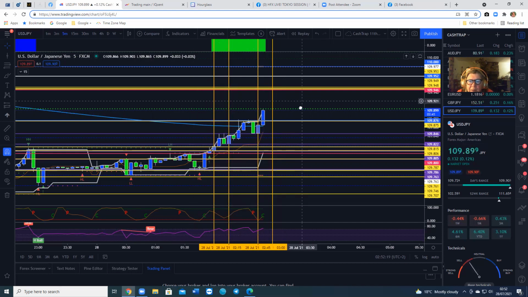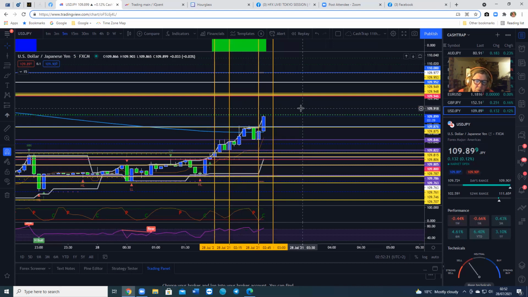I must say I do really enjoy the Tokyo session because I find it quiet. It's less stressful for me. It's night time for me trading it here, early hours of the morning. It's 10 to 3 a.m. here, 10 to the hour.